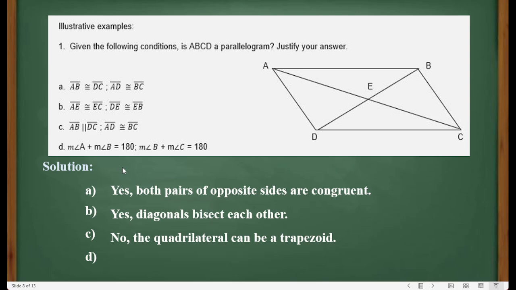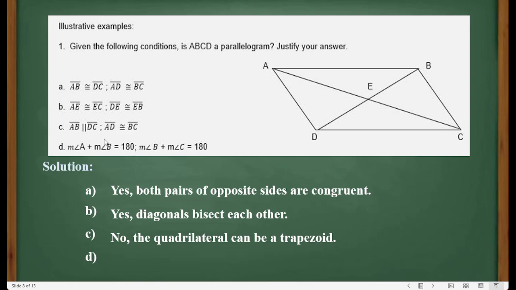How about letter D? Angle A plus angle B equals 180 degrees. And at the same time, angle B plus angle C is also 180 degrees. Now, as you remember, last time, we discussed the different pairs of angles in a quadrilateral. Now, what do we call a pair of angle A and angle B? This one. And also a pair of angle B together with angle C. Now, if your answer is consecutive angles, you are right.